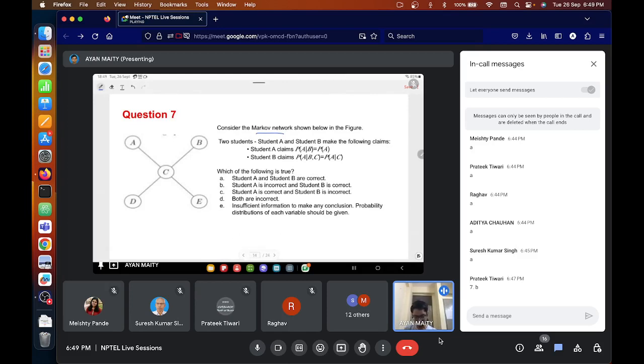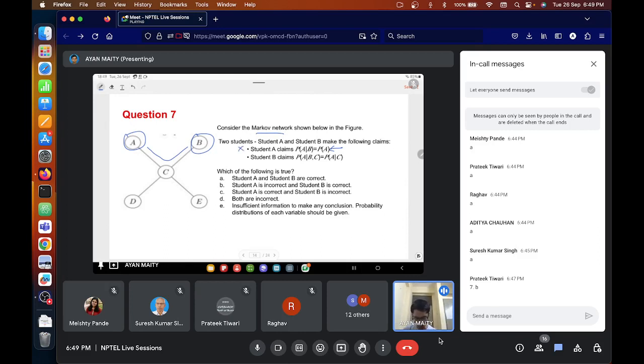So first claim is probability of A given B equals probability of A. That means we have to check whether A and B are conditionally independent or not. No evidence is given. So there is a path from A to B via C, and if C was given, in that case this path would have been blocked by C. C is not given, so this path is not blocked. So if this path is not blocked, there is a path from A to B, so A and B cannot be conditionally independent. So this first claim is wrong.